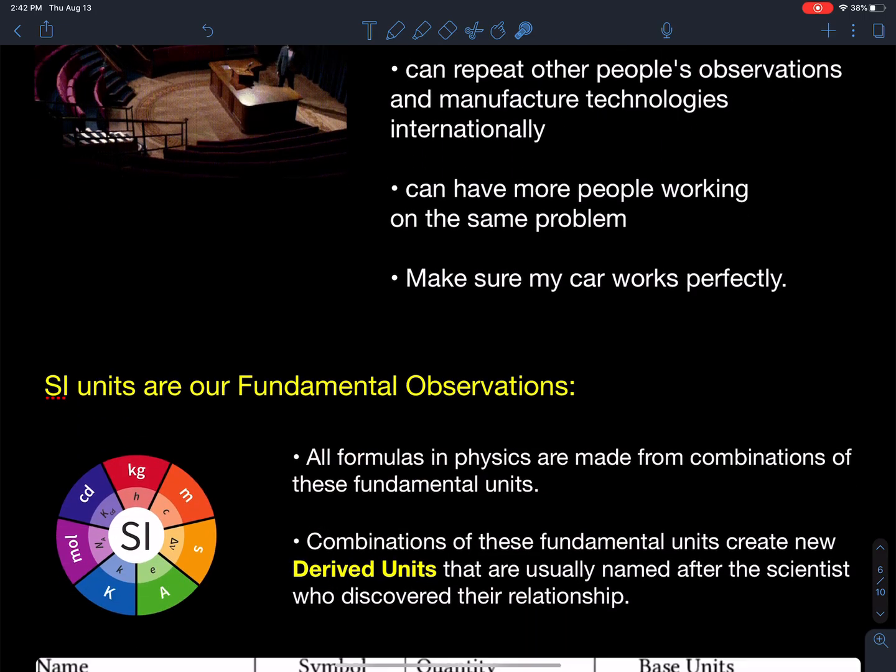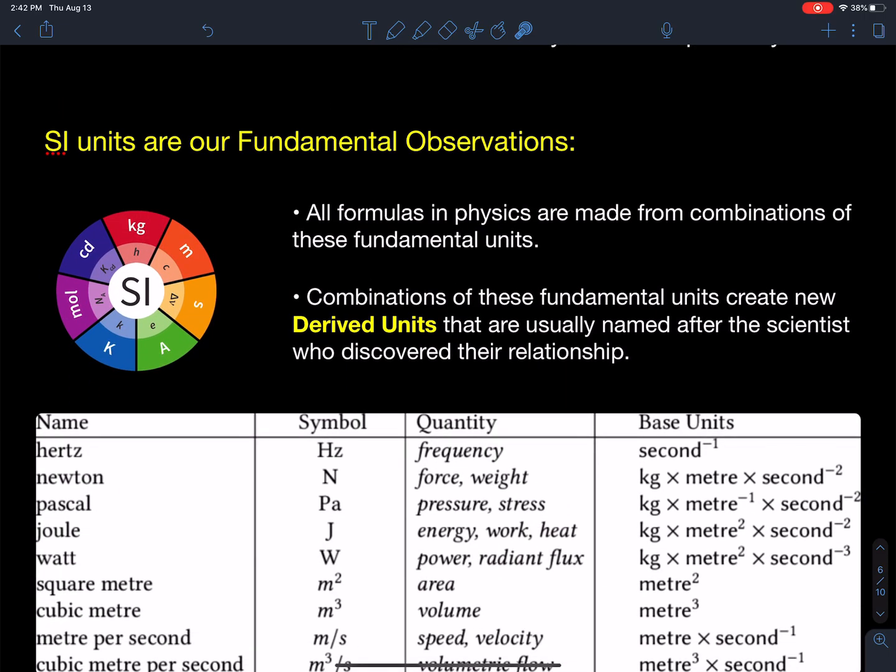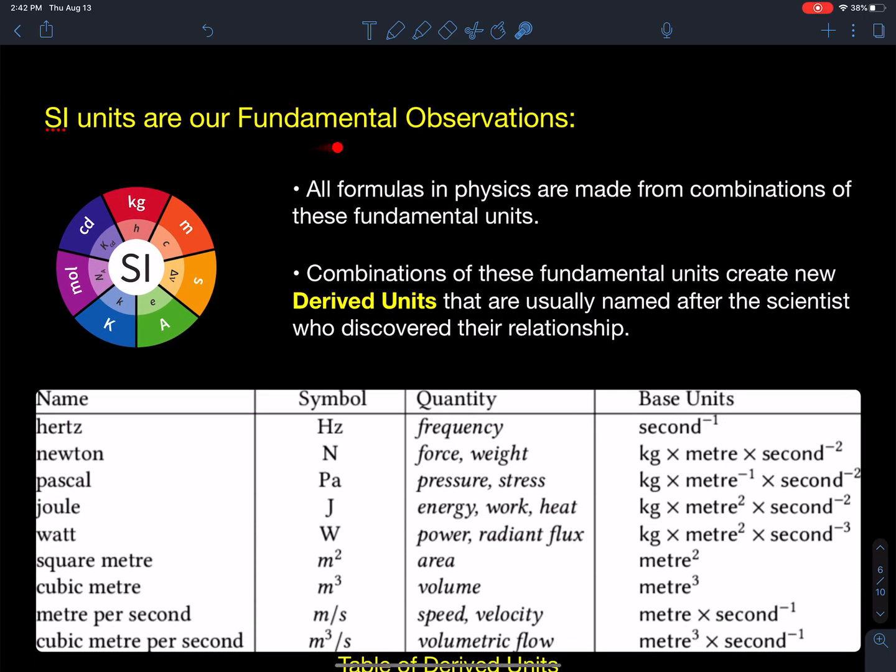Okay, so SI units, as presented in the last video, are our fundamental observations of the universe. If I look at the universe around me, these are the fundamental things that I can see. Those are the most basic measurements I can make of the universe around me. Everything else, I'm sure we have lots of other measurements. For example, we all knew from last year, force is measured in newtons. I don't see newtons anywhere on that wheel.